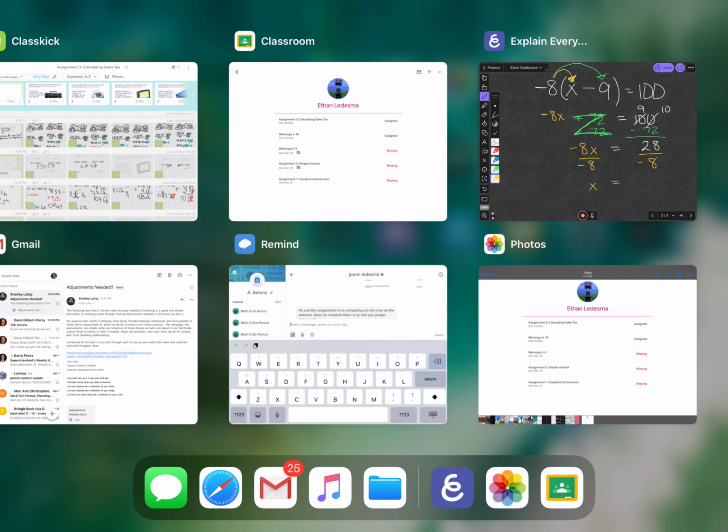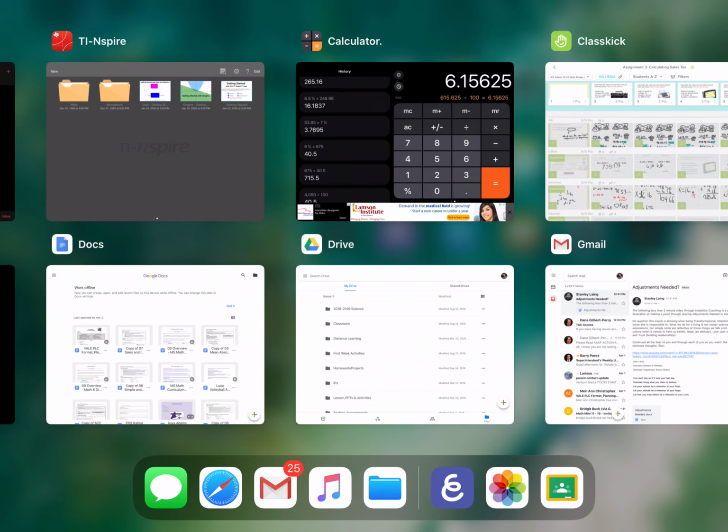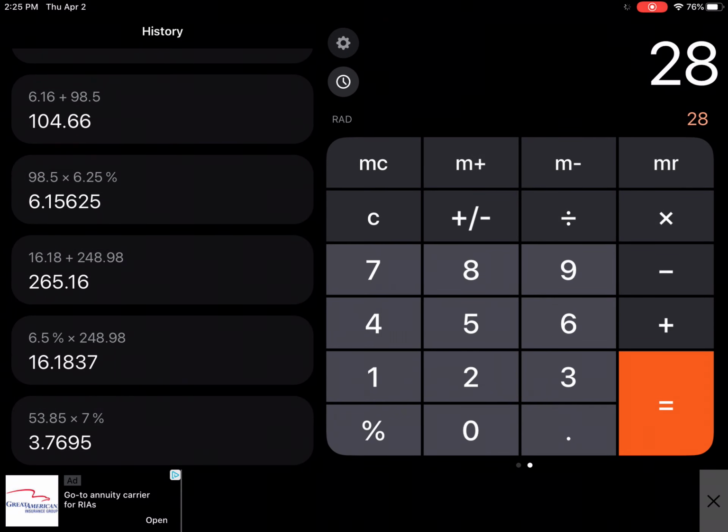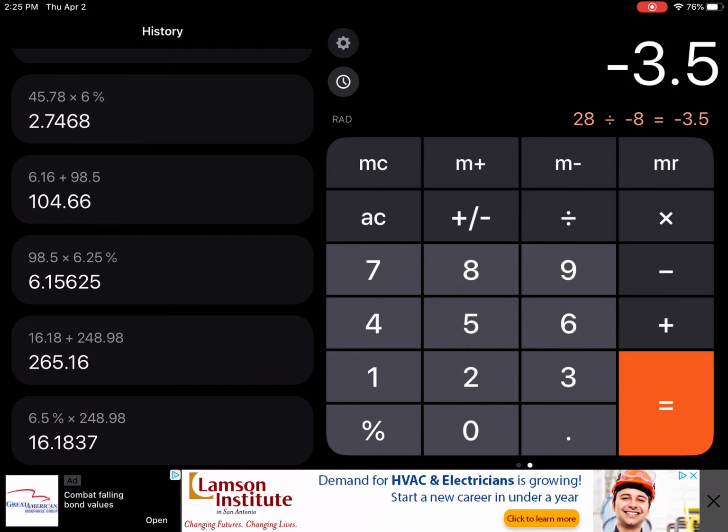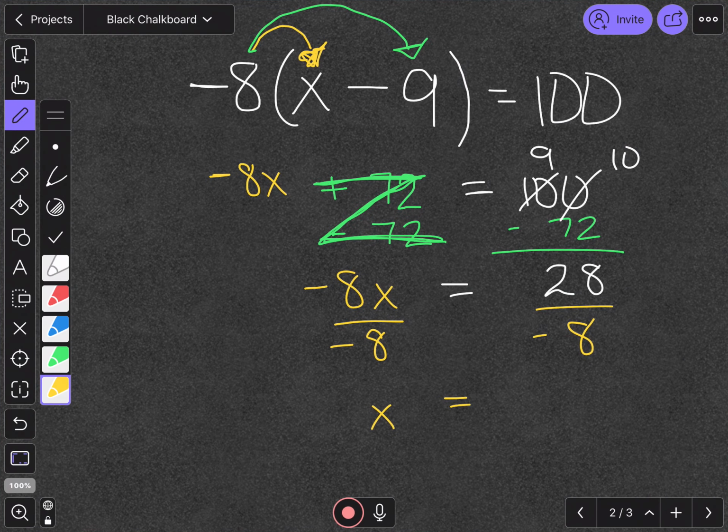Let's find out what that is on our calculator. 28 divided by negative 8. It's going to be negative 3.5. So my answer for x is negative 3.5. And then I can test that by putting negative 3.5 into the original equation.